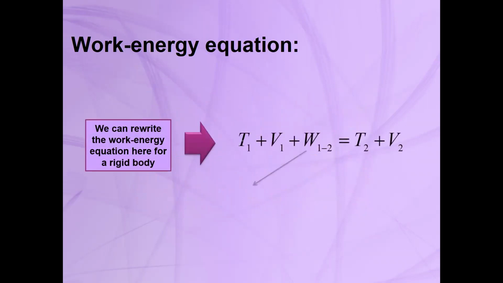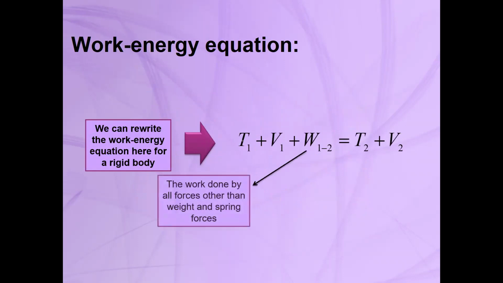So this is the work energy equation for a rigid body. You can see it's similar to the particles. We have kinetic energy and potential energy in the initial position. W 1 to 2 is the work done by the external forces other than the weight and spring force. The weight and spring force are considered in V sub 1 and V sub 2, okay? T sub 2 is the kinetic energy in the final position, and V sub 2 the potential energy in the final position. As I told you, the weight will be considered in the term V.